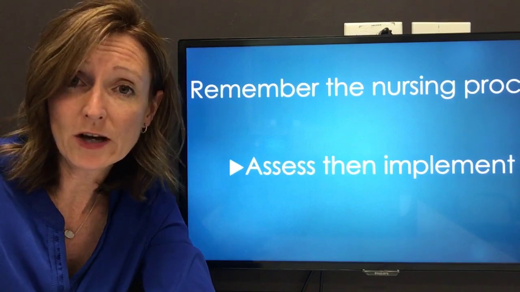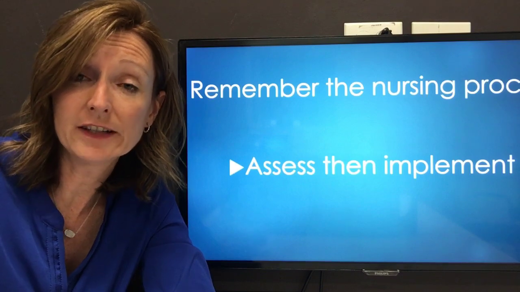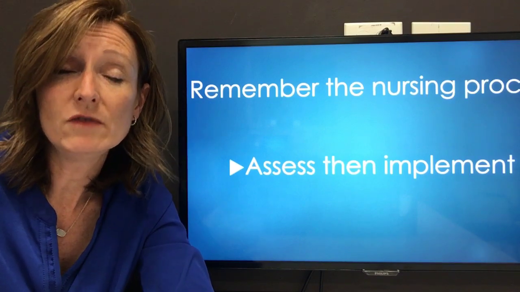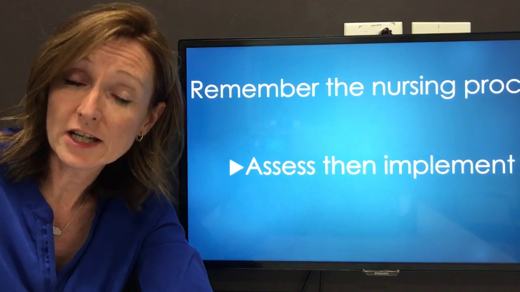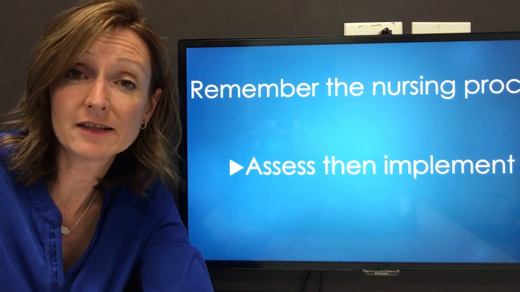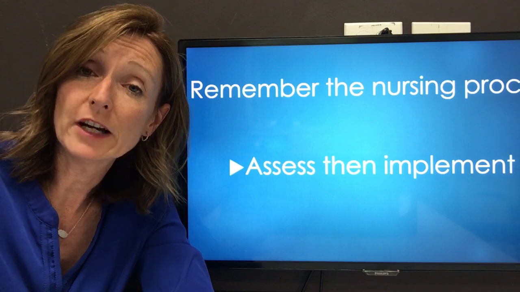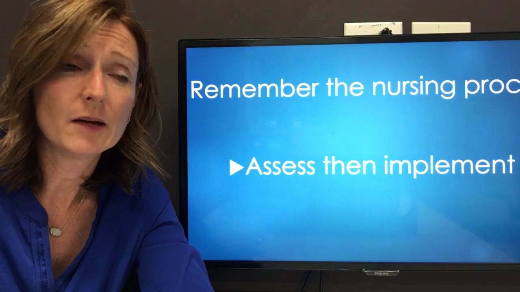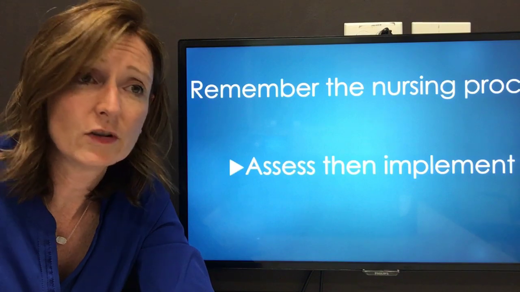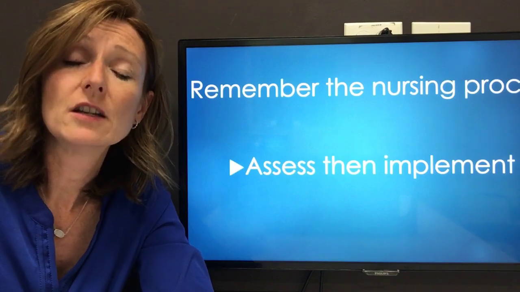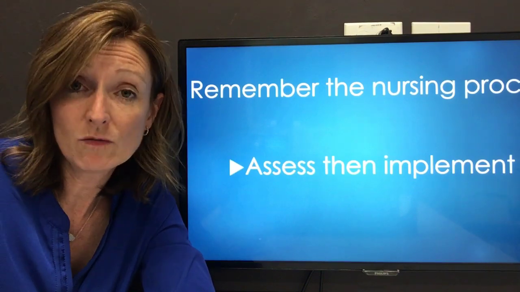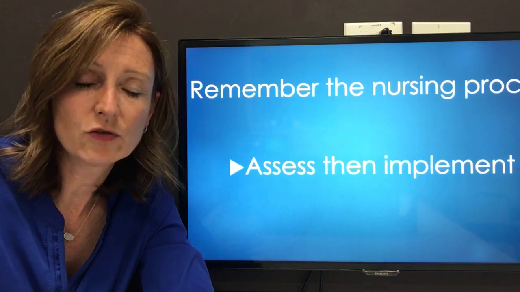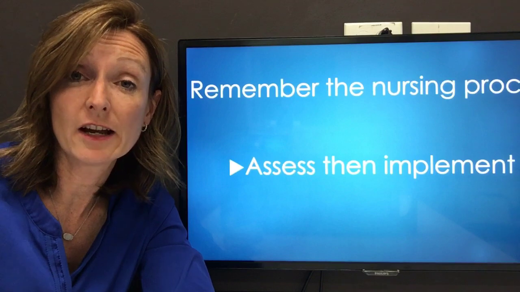Now, if in the stem of the question you didn't have enough assessment data to even figure out what was going on with the patient, you need to gather more data. You need to pick an answer choice that has assessment in it. And remember, even if you're doing something like sending the urine off to the lab, drawing blood to do an electrolyte test, those are gathering data. That's going to give you more information. So even though it's doing something, it's not an implementation. It's actually an assessment. It's gathering more data.